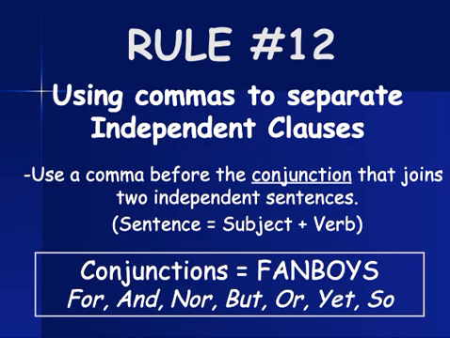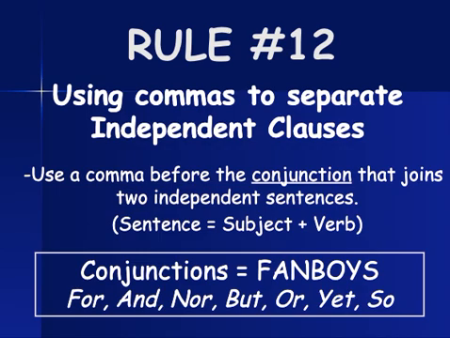So rule number 12 is we use commas to separate independent clauses. And how we do that is we use a comma before what's called the conjunction that joins 2 independent sentences. Now, I don't know if you've talked about conjunctions when you were in elementary school, but conjunctions are words that join 2 independent clauses. It's when you want both of the ideas to be put together in a sentence because they definitely affect and clarify meaning for the reader.